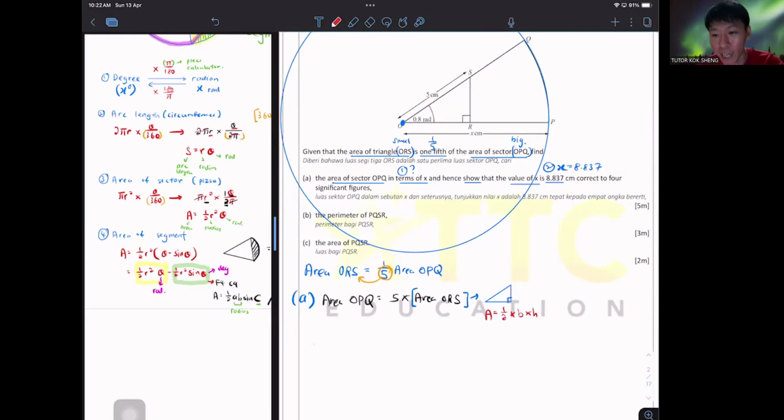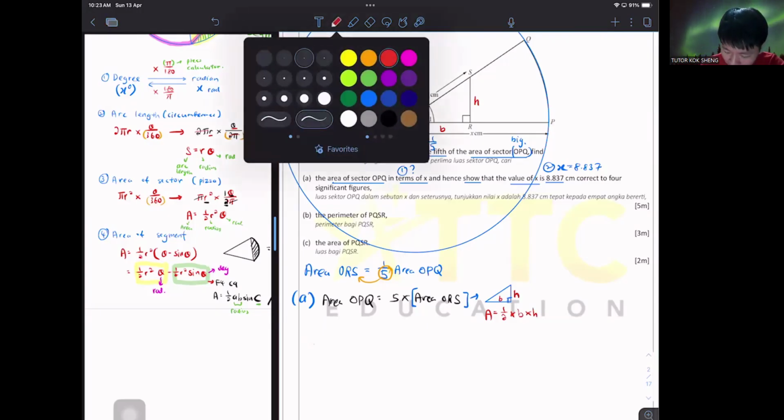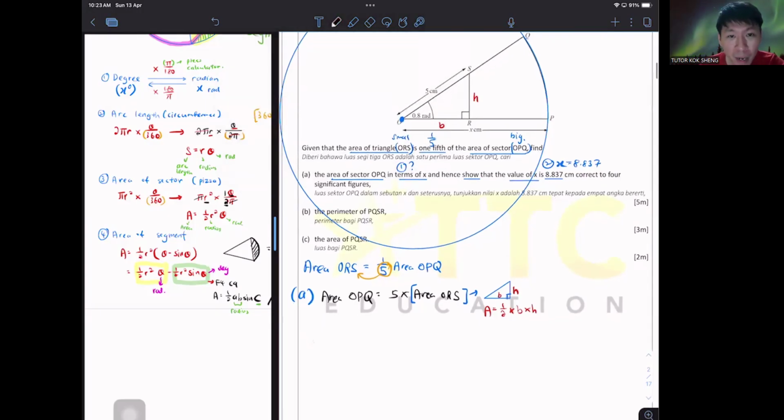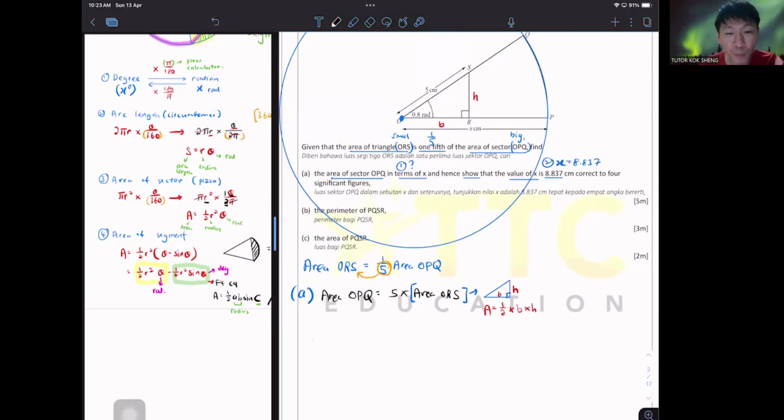1 over 2 times base and height. Good. So base and height are these two. Okay, you can see, so we need to find these two lengths. Let's go. Easy 5 marks. So let's start from which one first? Okay, I'll start from the base first.